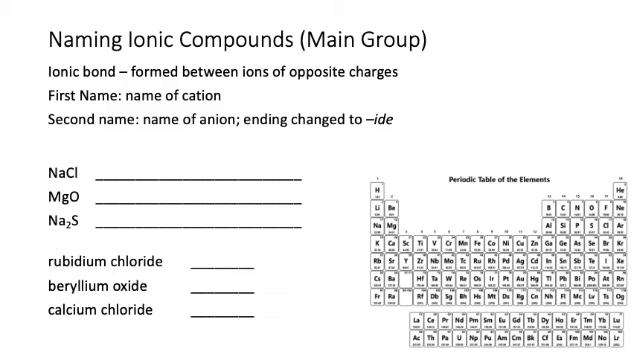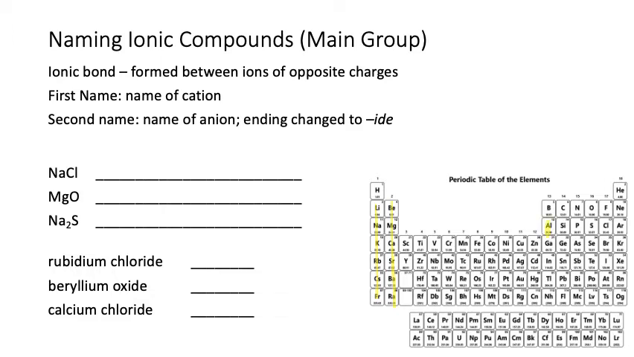First, we are going to talk about naming ionic compounds. Naming ionic compounds is different depending on whether you're a main group element or a transition element, and more so, a main group metal or a transition metal. Just a reminder, main group metals are our group 1s, our group 2s, and in this case, it's also going to include aluminum.